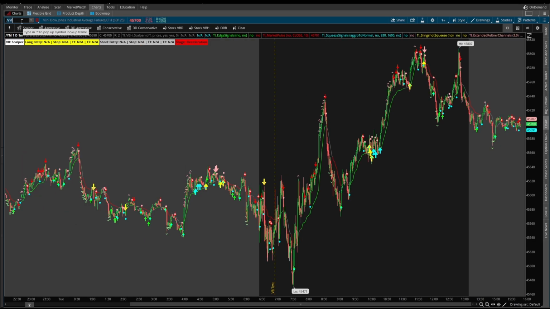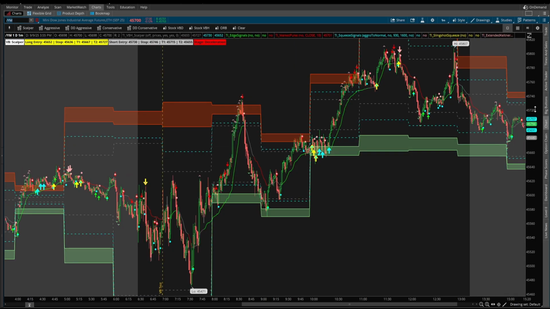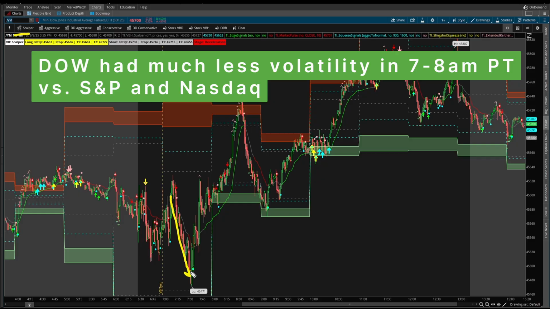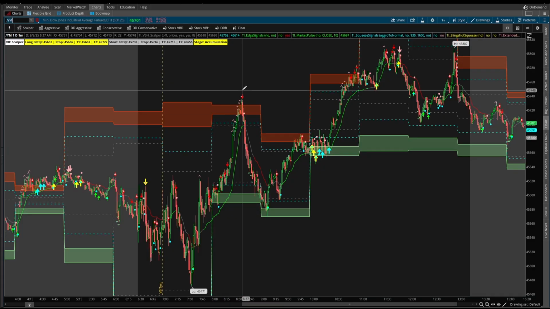Now for futures traders, the Dow futures is the one that gave us a setup which met our trade plan rule. Same idea, using the scalper volatility box models, you'll notice the 7 to 8 a.m. Pacific hour's volatility was much less in the Dow compared to the S&P and the NASDAQ. In the S&P and the NASDAQ, we came all the way down to the sign line. In the Dow, we fell shy of that. It's in the next hour, 8 to 9 a.m. Pacific, that we saw volatility pick up when we had this rally inside of the Dow.